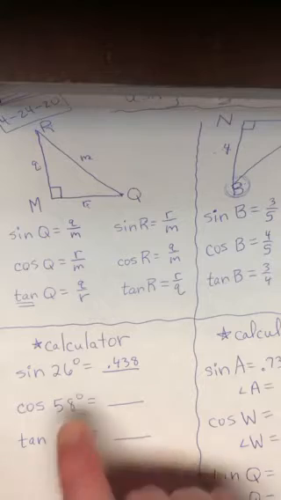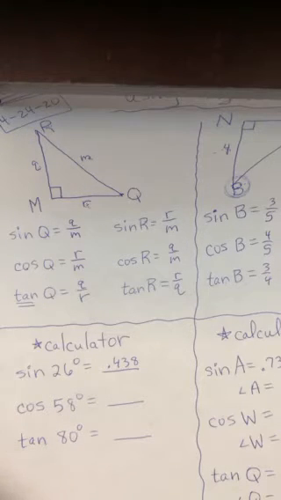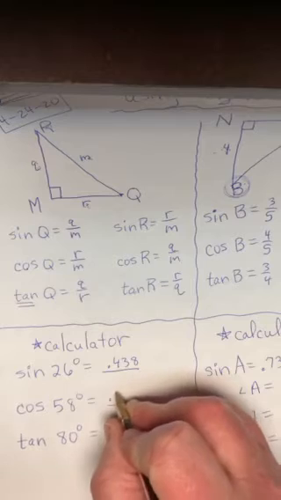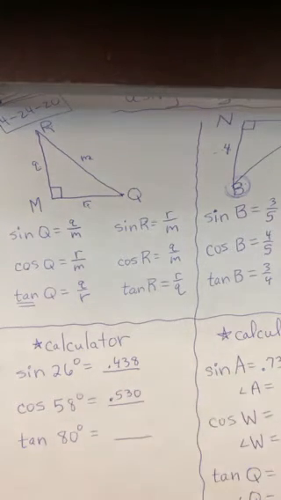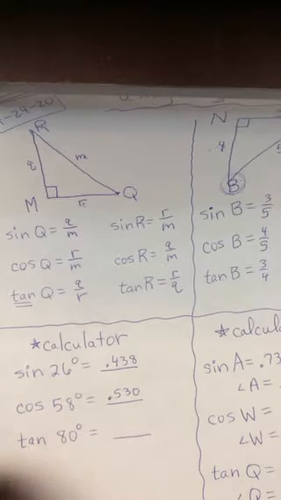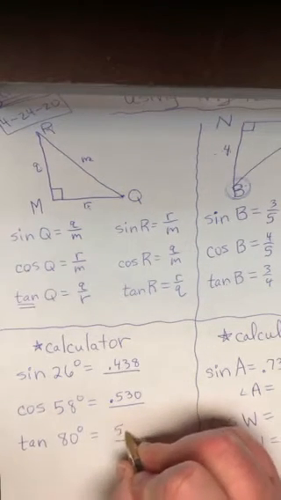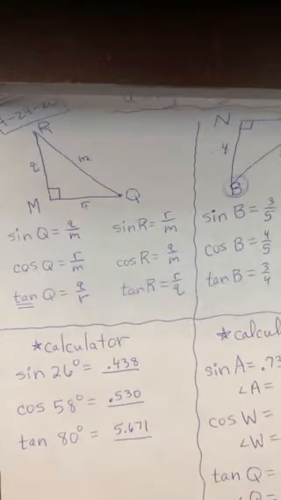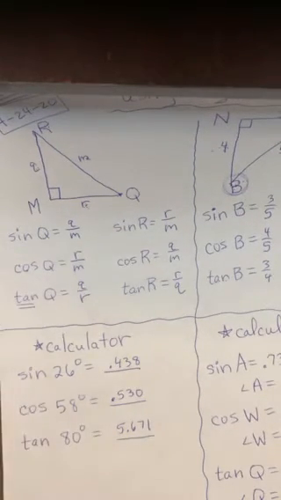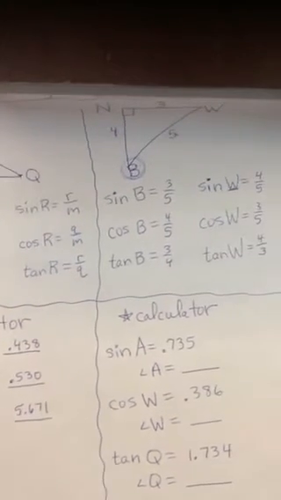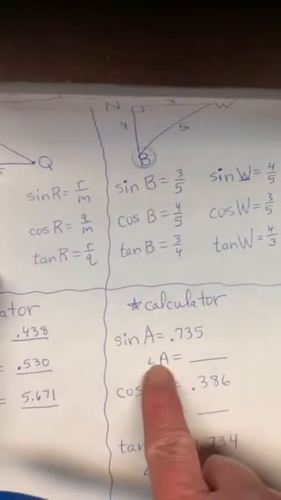Cosine 58 degrees. You hit cosine 58. Hit enter. I'm getting 0.5299, so it's really 0.530. Make sure you agree with me as you type that into your calculator. And tangent of 80, hit tan 80, hit enter, and I'm getting 5.671. So just make sure you can push buttons right and find the values of sine, cosine, and tangent if given the angle.